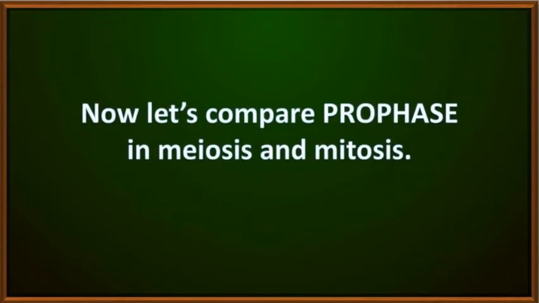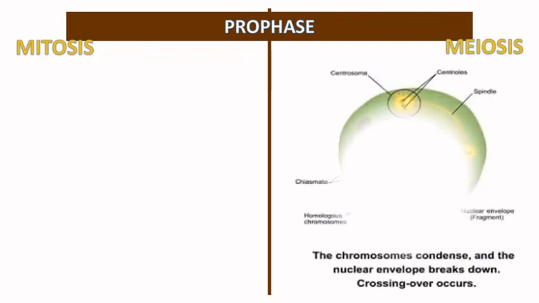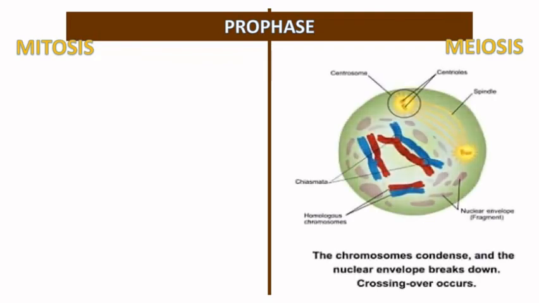Let us first compare prophase in both meiosis and mitosis. In prophase, chromosomes condense and the centrosomes begin to form an early spindle. Meiotic prophase is much longer than mitotic prophase. During prophase 1, homologous chromosomes make contacts with each other called chiasmata, and crossing over occurs.